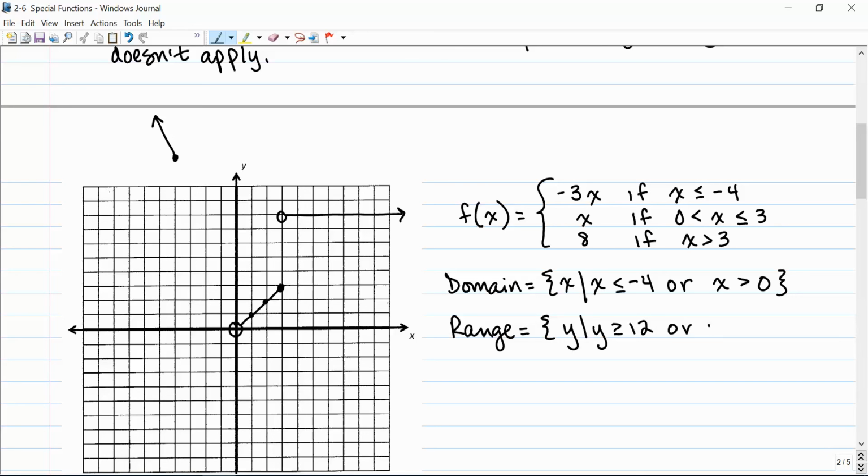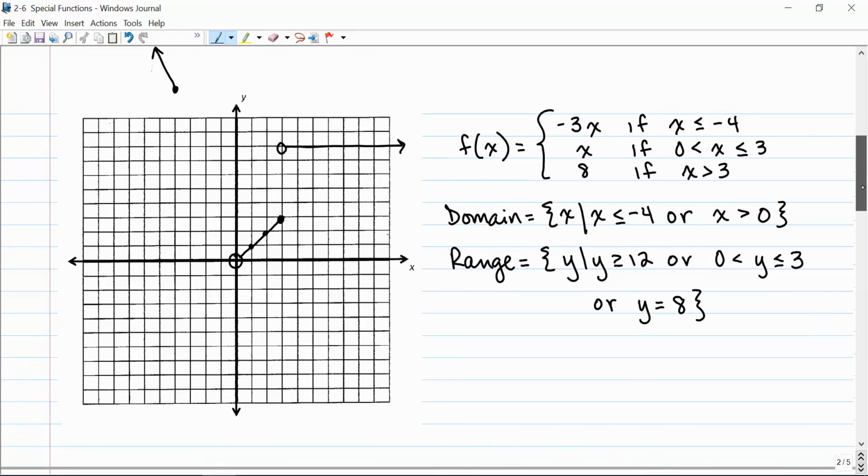or y is equal to, now my y's right here go from 0 to 3, so actually I think I'll write it like this. 0 is less than y, which is less than or equal to 3, and that's the y's on this part of the graph here, or y is equal to 8. So those are all the values that y can be in this graph.